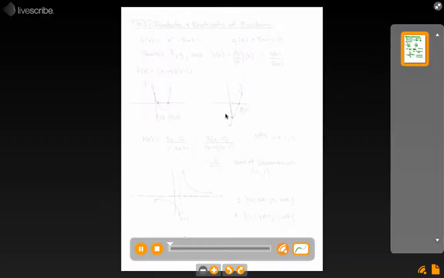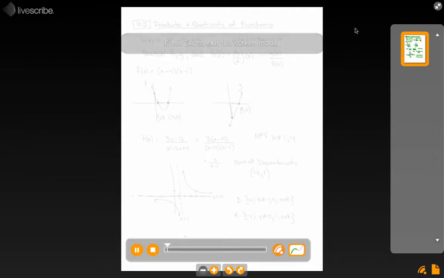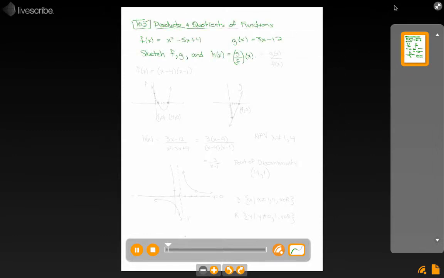This example comes out of section 10.2, which is products and quotients of functions. So this example is similar to the last ones, except for the first time we're asked for a quotient of two functions. So we've got two that we should be able to graph. f of x is just a parabola, g of x is just a straight line, but we're asked to do h of x equals g over f of x. So that's just a funny notation of saying g of x over f of x.